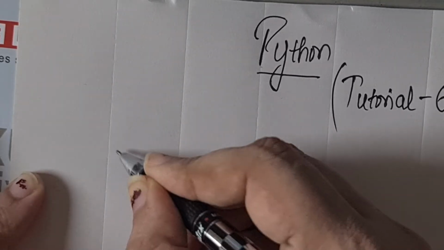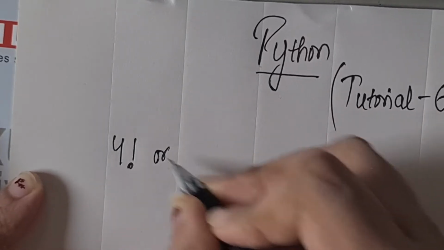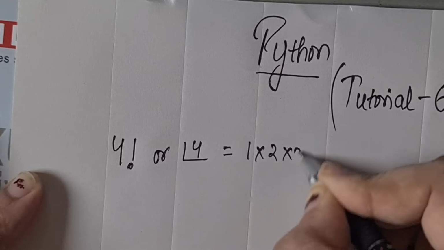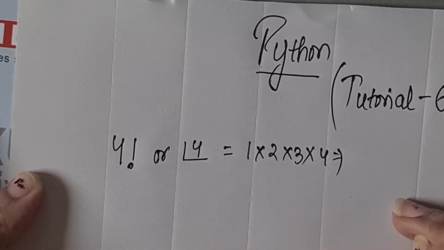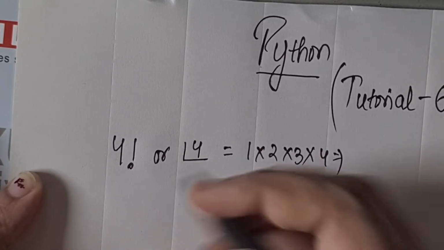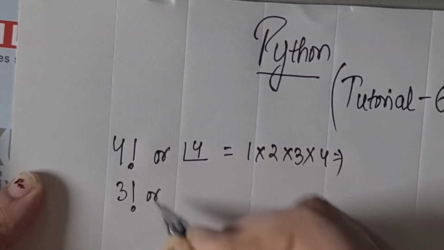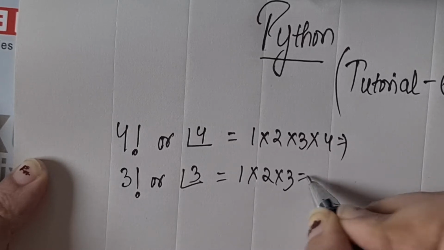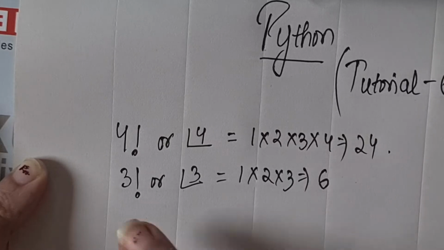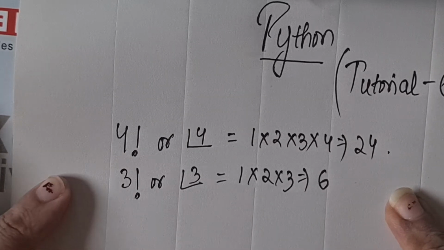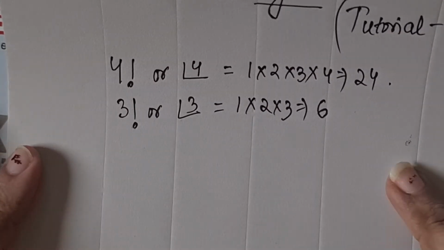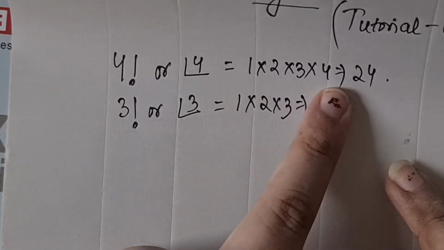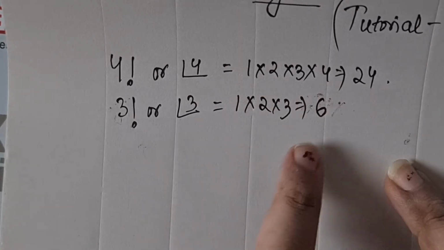Factorial is, for example, 4 factorial, and this is the sign of factorial. If we want 4 factorial, then its value will be 1 into 2 into 3 into 4. Whatever the value of this product is, that is the answer. For 3 factorial, it is 1 into 2 into 3, that means 6. The factorial of 4 is 24 and the factorial of 3 is 6. So factorial can be defined as the product starting from 1 up to the number, like 4 factorial up to 4, 3 factorial up to 3.